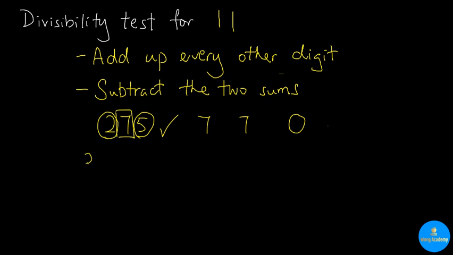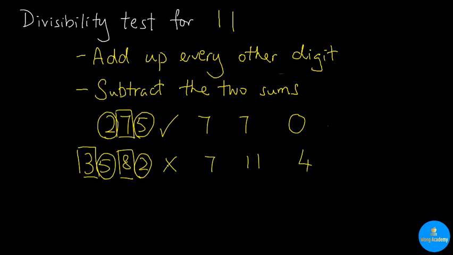How about 3582? First, I add up 2 with 5 to get 7. And then I add up 8 with 3 to get 11. 11 minus 7 is 4, and 4 is not a multiple of 11. Therefore, I know that 3582 is not a multiple of 11.